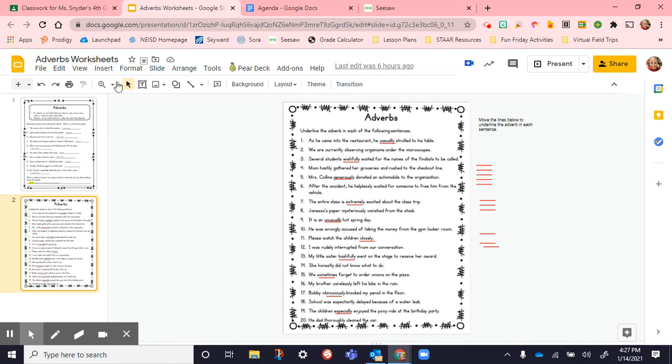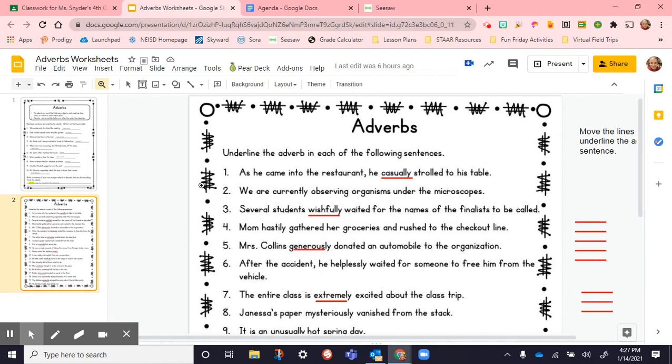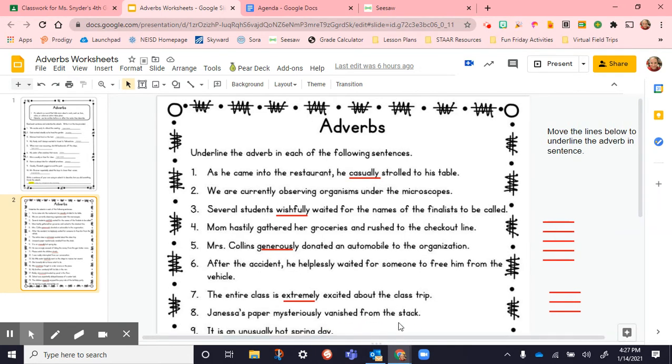So for this second page, let me zoom in. We continued looking at these, and we did all of the odd problems together. One mistake that I'm seeing people make is that instead of finding the adverb, they're finding the verb. So here, this first sentence: as he came into the restaurant, he casually strolled to his table. This word strolled, that's the action word, that's your verb.